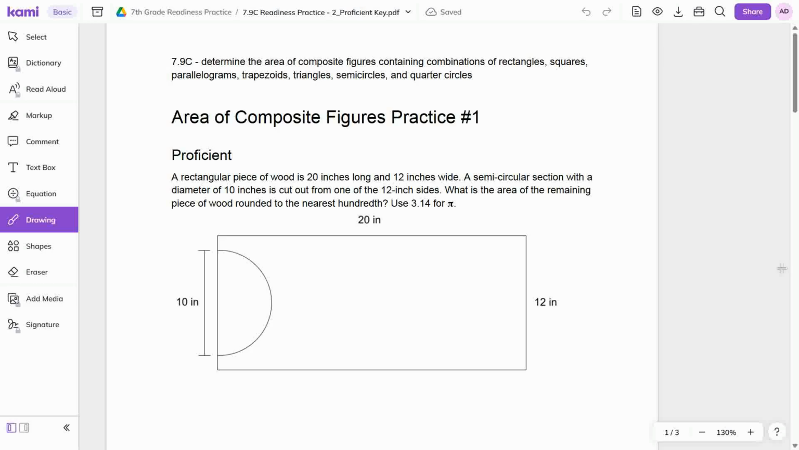Today we are looking at the 7th grade concept of area of composite figures. This is 7.9c Readiness Practice, the Proficient version.